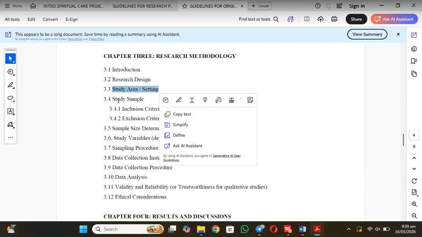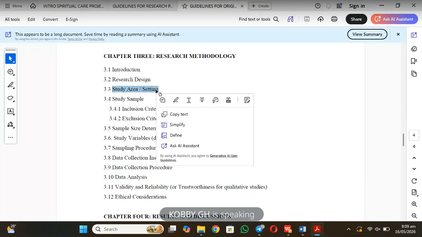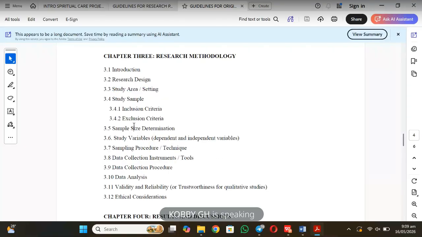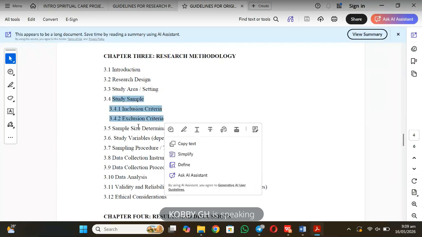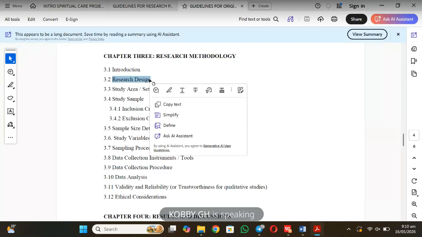Okay. The same thing applies to study sample. Then we have the sample size determination. Now, today we will be focusing on, so for your class, we've done the study area, study setting. We've done these two, which is 3.3. And I think we've also done the study sample. Okay. Today, let's focus on the research designs.